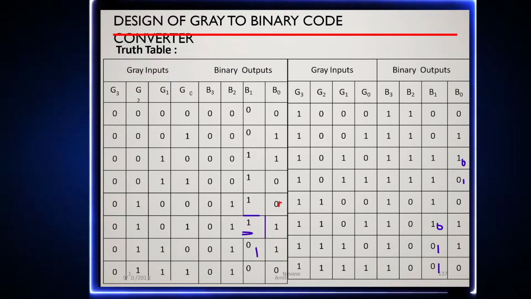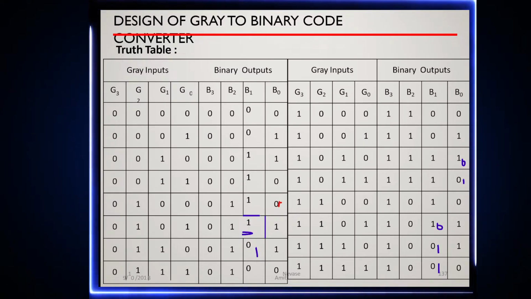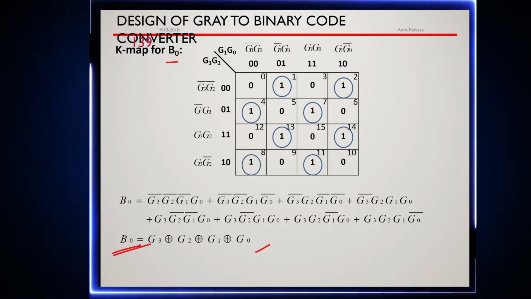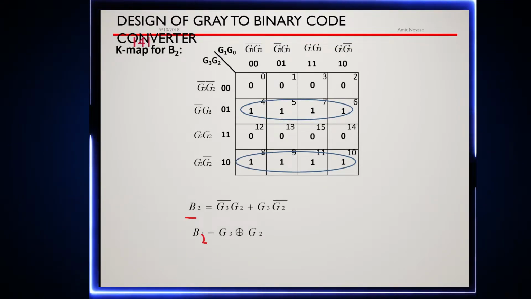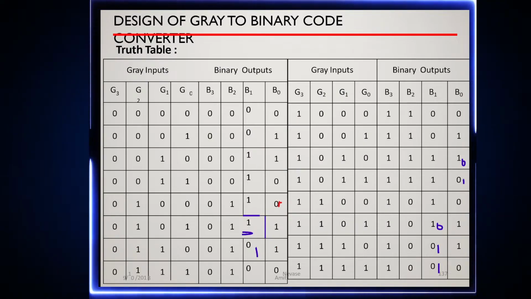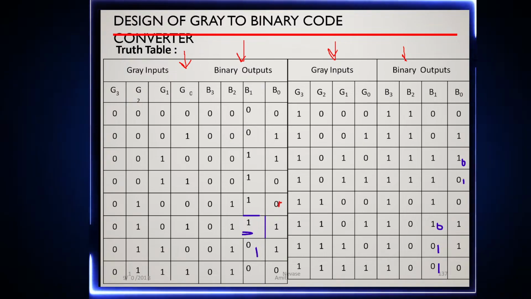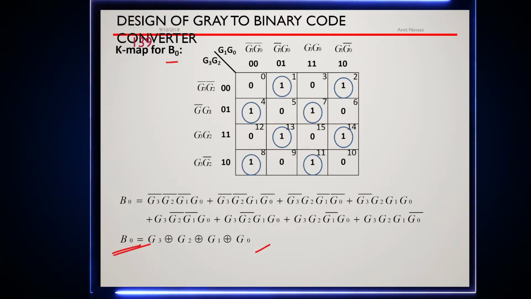Okay. So what is the binary output? Yes, this is the gray. What you do is you just XOR. See, these are the gray inputs and these are the gray outputs. These are the gray inputs and these are the binary outputs. So to obtain that, what you do is you just XOR each term, right? You XOR each term.